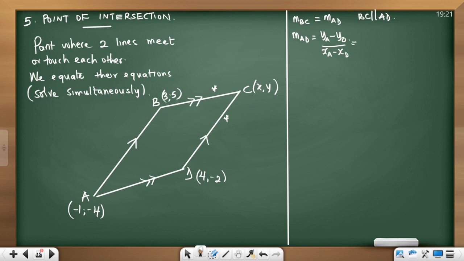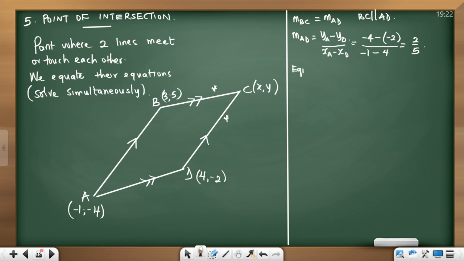What is the Y value of A? Negative 4 minus, what is the Y value of D? Negative 2 over. Remember, our answer should be positive. What is the X value of A? Negative 1 minus, and what is the X value of D? 4. This would give us negative 2 over negative 5, which is 2 over 5. So already I have the gradient of BC.